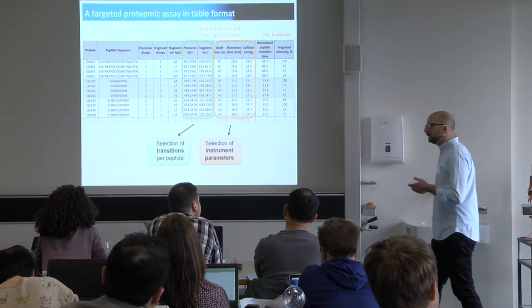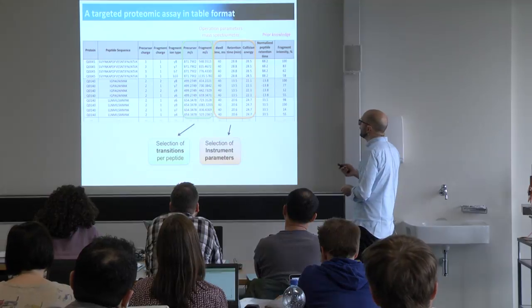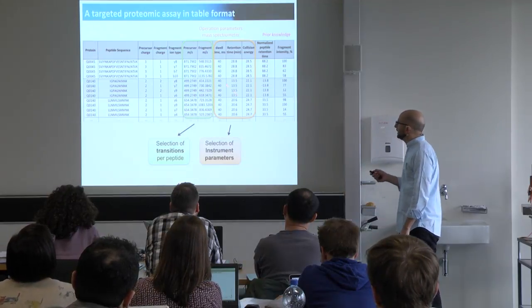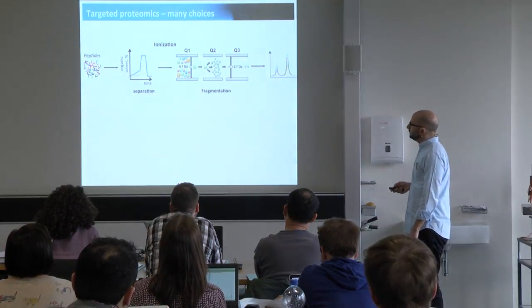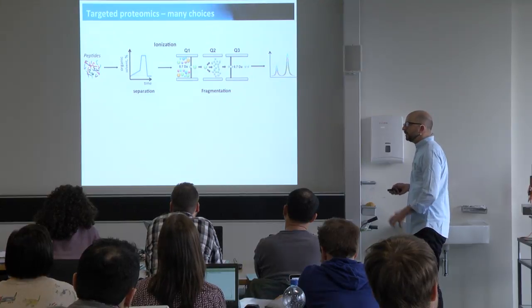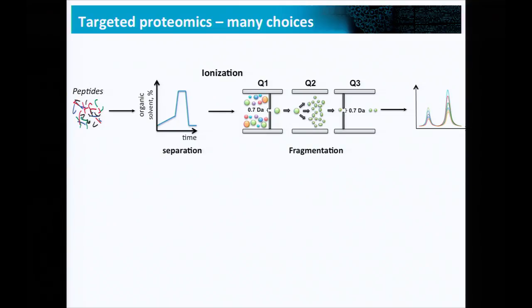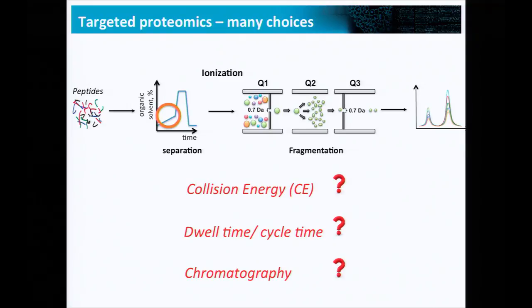Then in order to create this transition list, the next thing that we need to do are the mass spectrometric parameters. And again, here I'm going to be talking about SRM mostly, and there are different things that we need to think about: collision energy in the Q2, how much dwell time and cycle time. So this was one of the columns that we just filled. So how much should I put there? What should I do with my chromatography in this respect, and so on and so on.